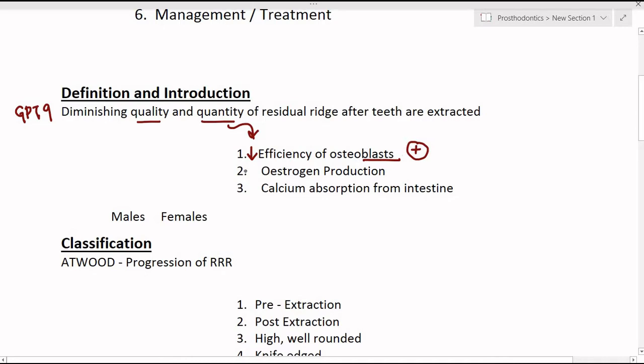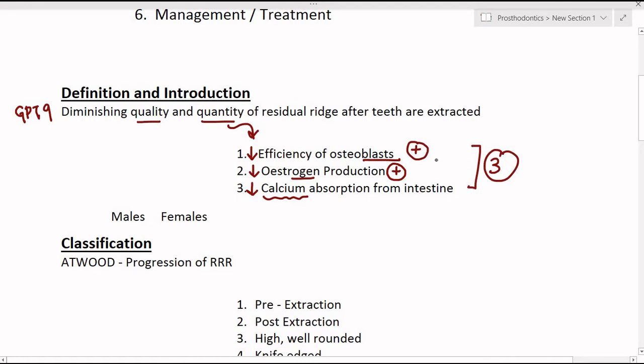Next, we have estrogen production. This is also decreased. Estrogen is another factor which helps in bone deposition. Similar logic, if it is reduced, the quality and quantity again get reduced. Next, the calcium absorption from intestine is also reduced. Obviously, the role of calcium is very eminent in the bone formation. So these are our 3 basic reasons why the quality and quantity of bone decrease with age.